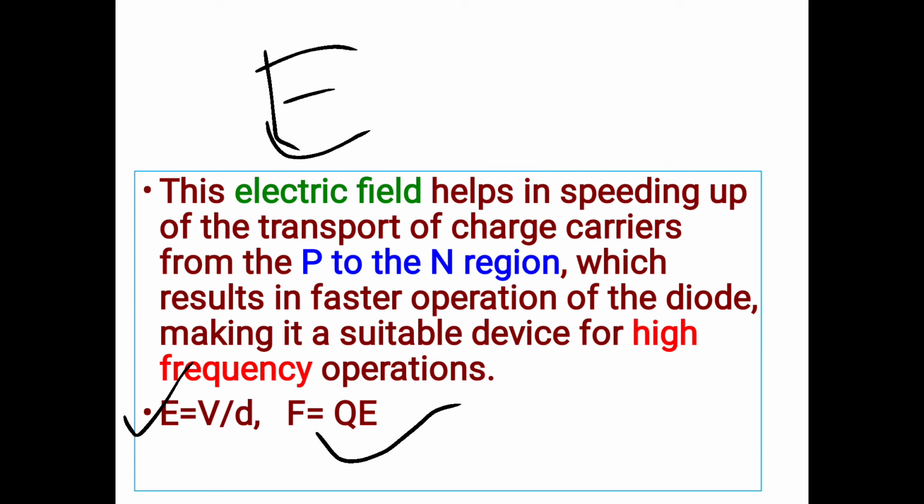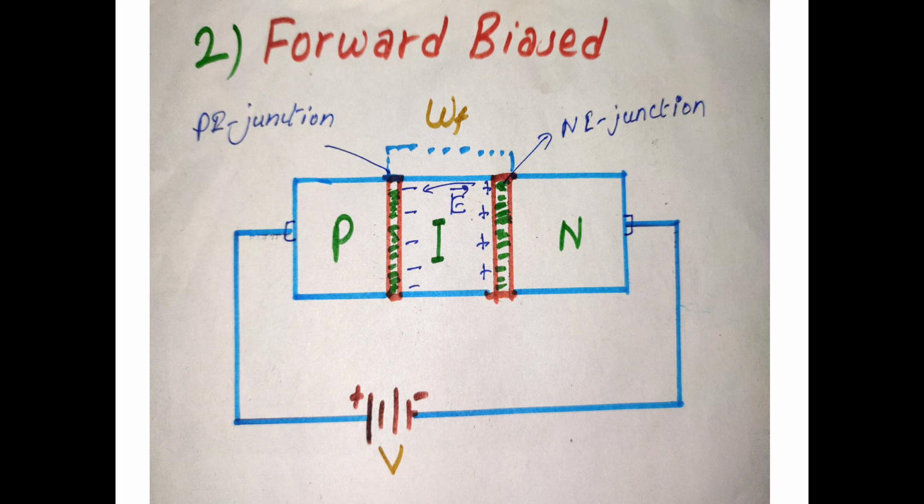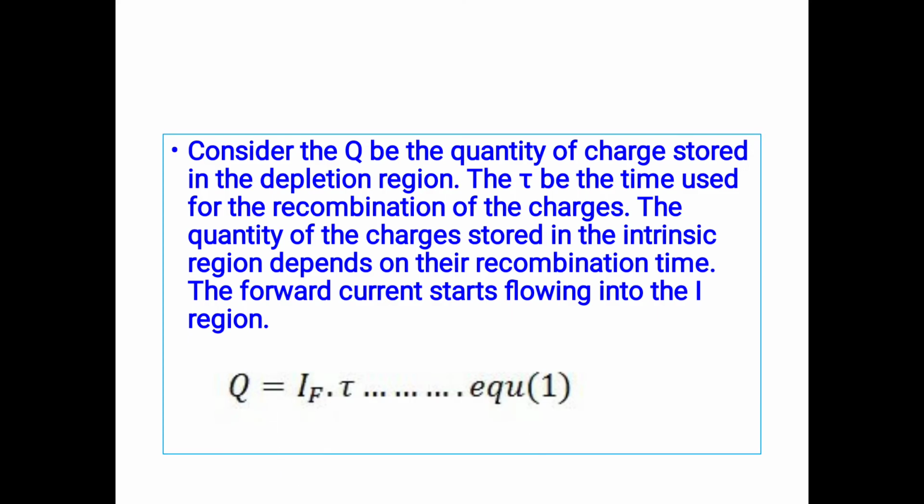So this electric field helps speed up the transport of the charge carriers from the P region to the N region, which results in faster operation of the diode, making it a suitable device for high frequency operation. Now, this is the same figure for the forward bias condition.